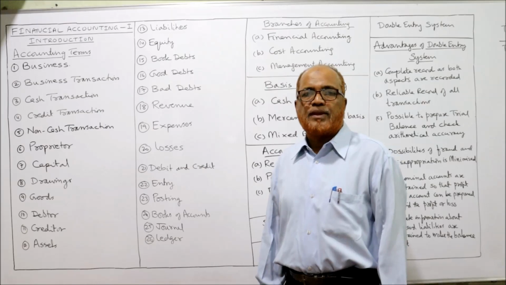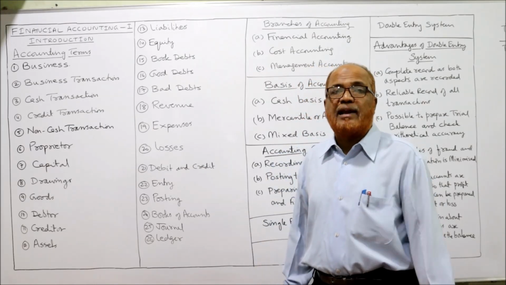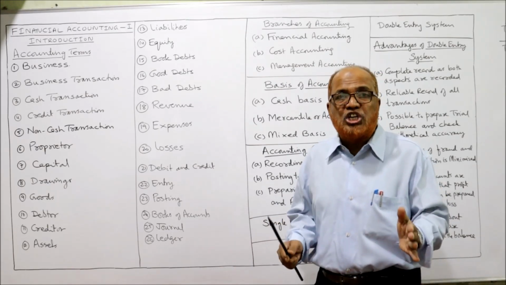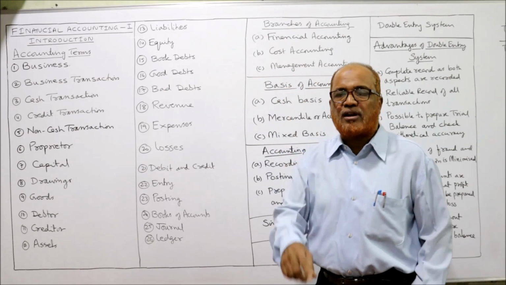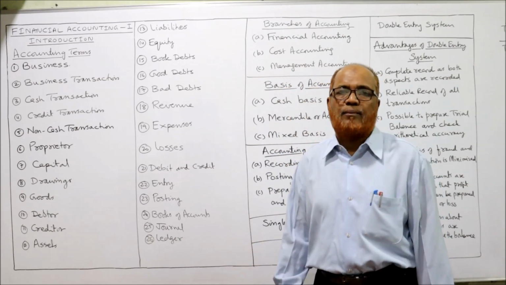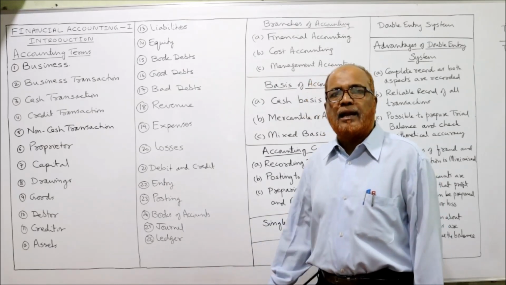Next comes journal. It is called the book of original entry, sorry, book of original entry. So whenever a transaction takes place, it is first recorded in this book called journal. Later on, the transaction will be posted from journal to ledger.